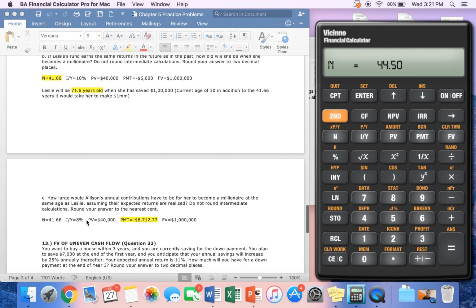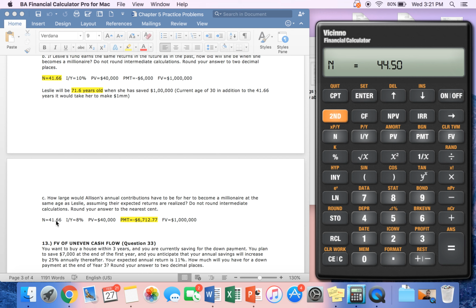So the last question here says, how large would Allison's annual contribution have to be for her to become a millionaire at the same age as Leslie, assuming their expected returns are realized? So what we're trying to do is catch Allison up to Leslie's projection. So that means because Allison's earning a lower interest rate, Allison is going to have to put more into her brokerage account than Leslie.